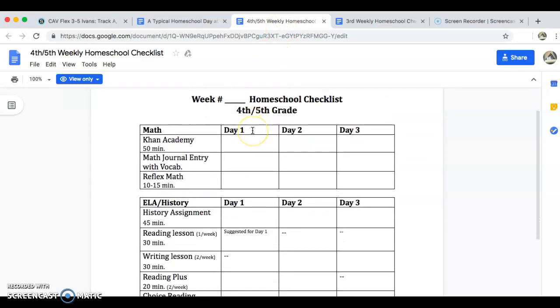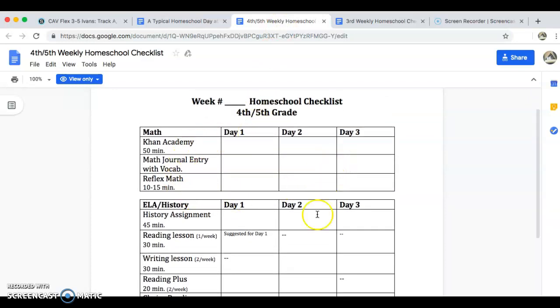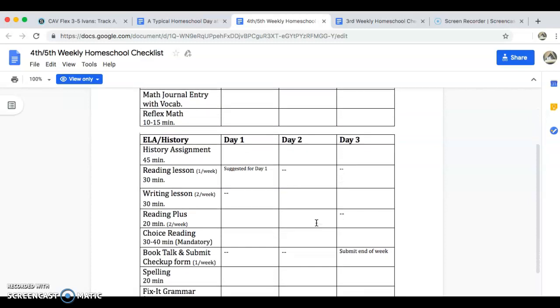There are just a few differences here. So Con is the same, history is the same, reading and writing are the same. Now you'll notice that Reading Plus is happening 2 days a week for 20 minutes. If your student wants to do it 3 days a week, great. But this is a 4th and 5th grade requirement because they aren't doing that Logic of English piece.